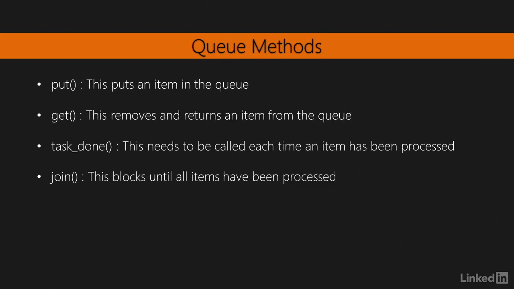We will simply consider these four queue methods. 1. Put function. This puts an item in the queue. 2. Get function. This removes and returns an item from the queue. 3. Task done function. This needs to be called each time an item has been processed. 4. Join function. This blocks until all items have been processed.